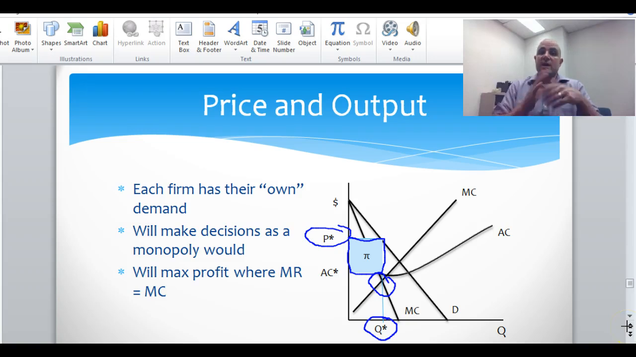Okay. So every one of these firms is going to, like I said, act just like a monopolist would. They're going to maximize their profits. And so, in this case, their profits are positive. Profits could also be negative. Profits could be zero.